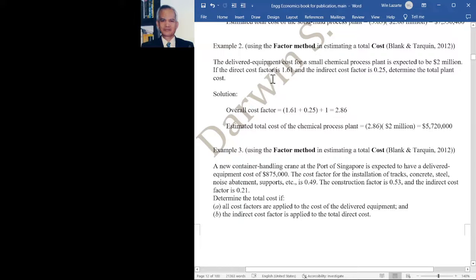Okay, take note that the cost factors are given as separate cost factors, that is direct cost factor and indirect cost factor. So before we could compute for the estimated total cost of the chemical process plant, we need to add up the two given cost factors to get the overall cost factor. So add up plus 1 and you have this overall cost factor, and then this overall cost factor will simply be multiplied to the delivered equipment cost of $2 million, and you have this estimated total cost of the chemical process plant.